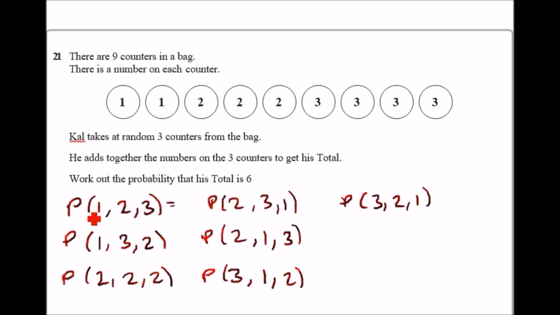So the probability of getting a 1 firstly, so we've got 9 counters, to get a 1, it will be a probability of 2 over, how many do we have? 1, 2, 3, 4, 5, 6, 7, 8, 9. So it'll be 2 over 9.